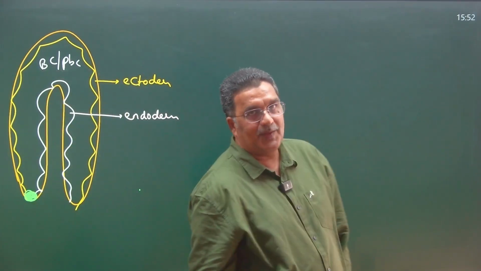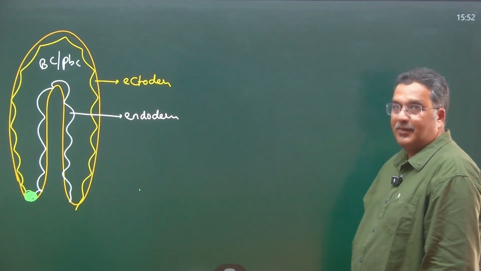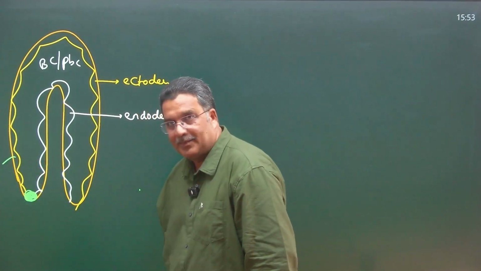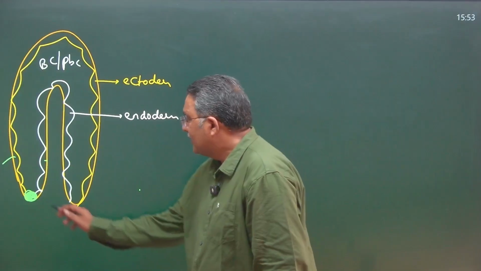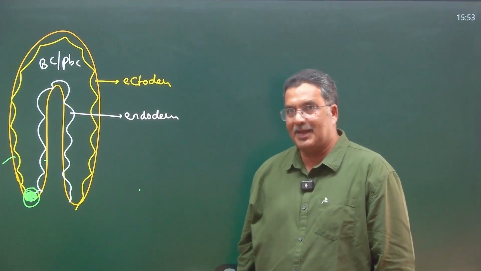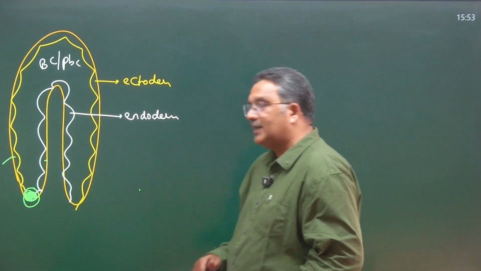This is the place where our hero comes. What is that place? What is this, ectoderm, isn't it? What is this, endoderm? So, what is this junction between ectoderm and endoderm? Can we say like this? Junction where ectoderm and endoderm meet each other.